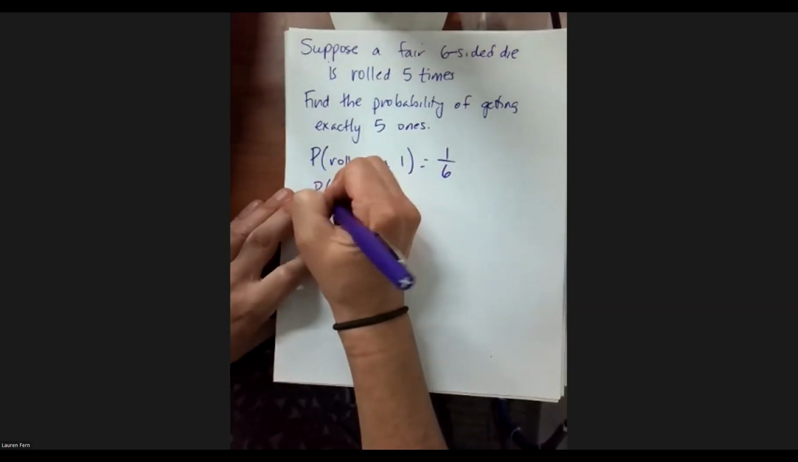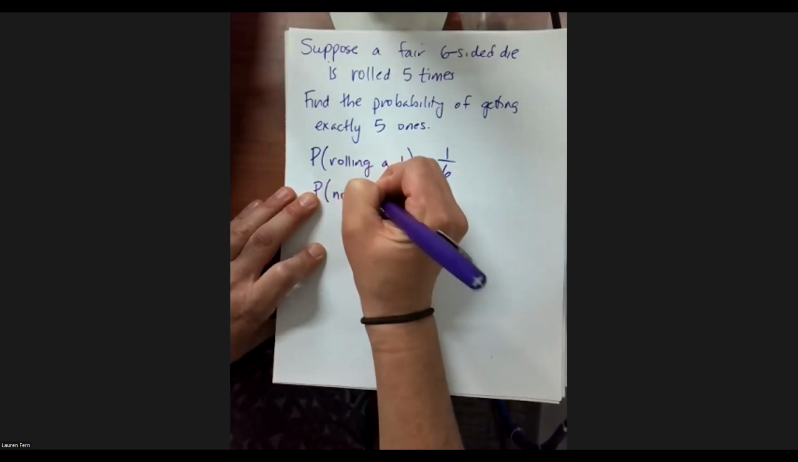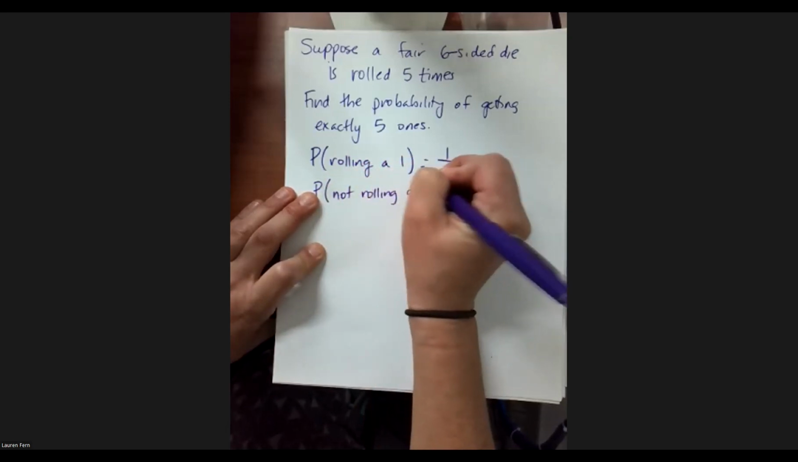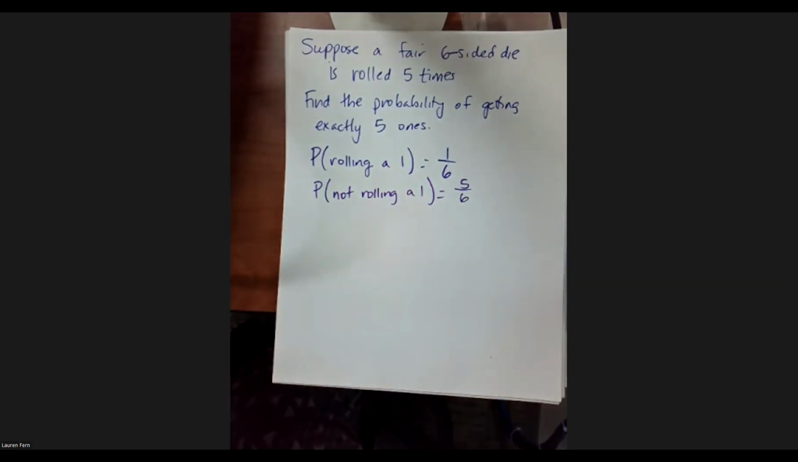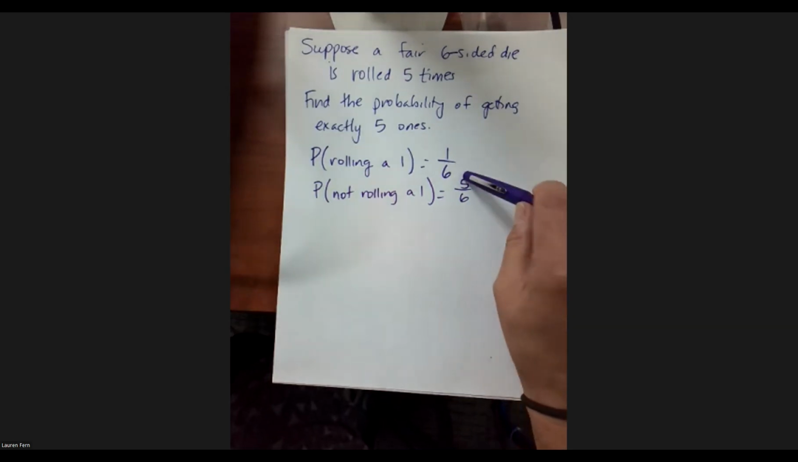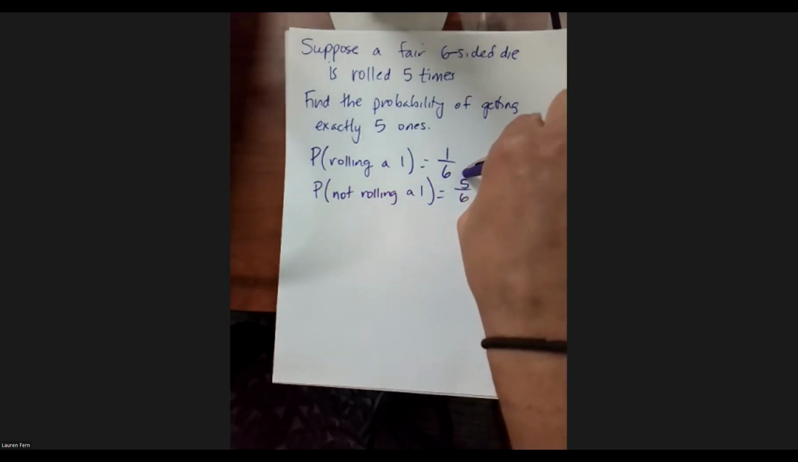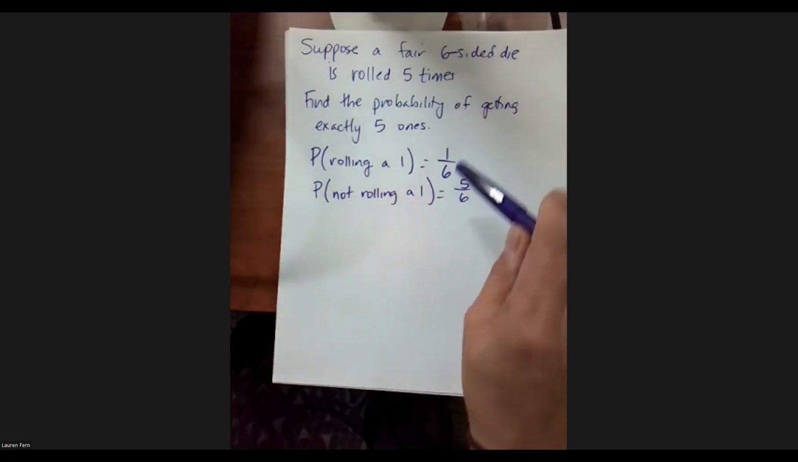So what is the probability of not rolling a one? Good. Five out of six. Again, there's five possibilities of not rolling a one. You could get a two, three, four, five, or six.